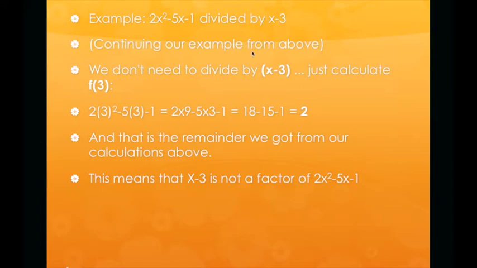We are continuing the above example. We don't need to divide by x minus 3, we don't need to do long division, we can use the remainder theorem. We just calculate f(3), we just put x as 3. So 2(3)² minus 5(3) minus 1 is equal to 2. And that is the remainder we get from our calculations above. As the remainder is 2, this means that x minus 3 is not a factor of 2x² minus 5x minus 1.